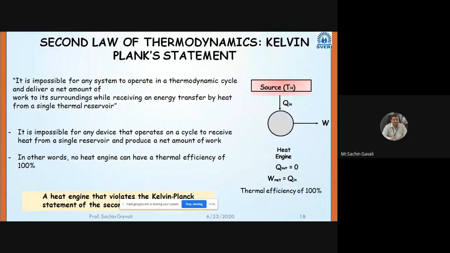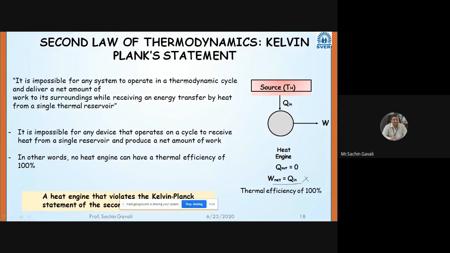One is the Kelvin Planck statement of the second law of thermodynamics. How is it defined? The Kelvin Planck statement states that it is impossible for a cyclic operating device to convert all the heat into an equivalent work. So Q in equal to W net is not possible. Then some amount of heat we have to reject.